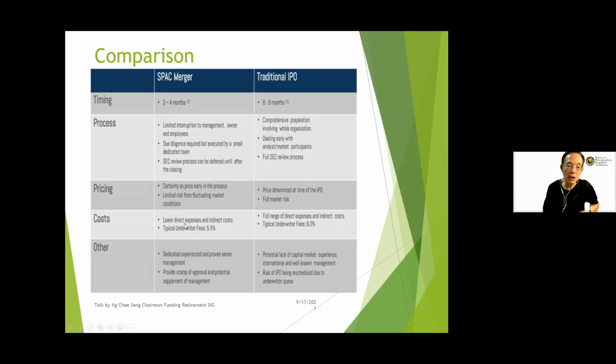So that's why there is this pricing risk. Now cost. In terms of a SPAC merger type of IPO, you have lower direct expenses and direct costs. Typical underwriting fees are about 5%, whereas an IPO is typically 6%. But the work involved in an IPO is normally much more than this factor.